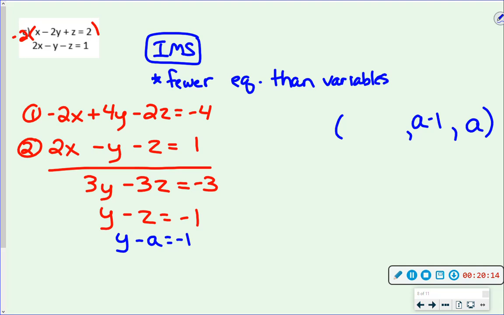Now we have to go back and figure out what x is, of course. I'm going to use that very top equation. X minus 2 times y. Y I've got a minus 1 though. Z I've got a. And now I'm just going to distribute, and solve for x.